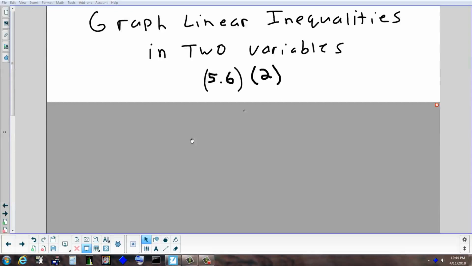Good. Today we're doing graph linear inequalities in two variables, section 5.6, part 2.